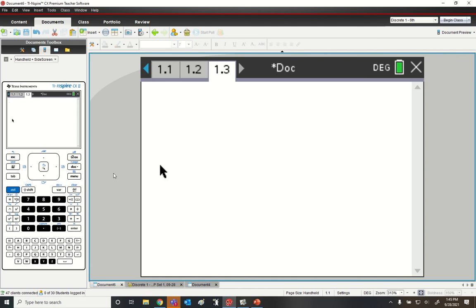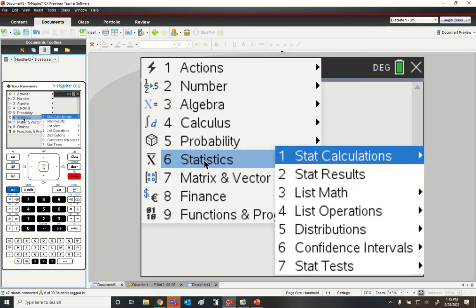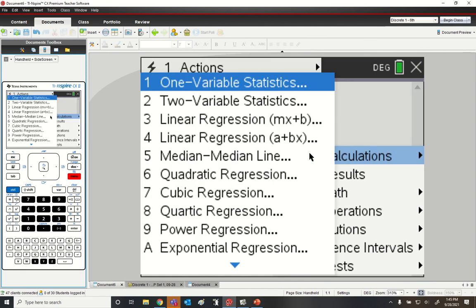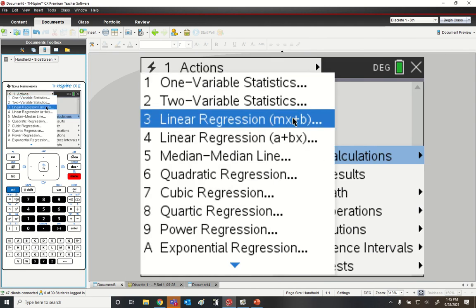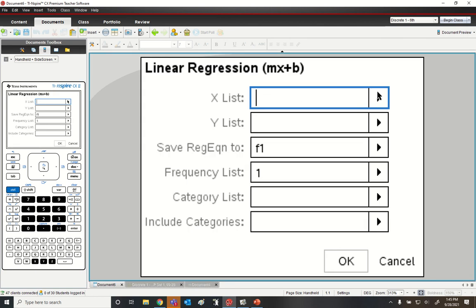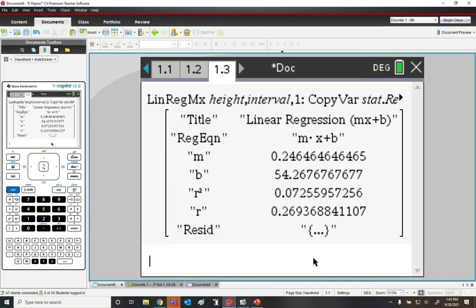Now's the time I'm going to run all three tests to look at my values. Menu, statistics, stat calculations, linear regression. We're going to start with linear. Label my height and then my interval. And let's look at my R and my R squared values. Look at my r squared.